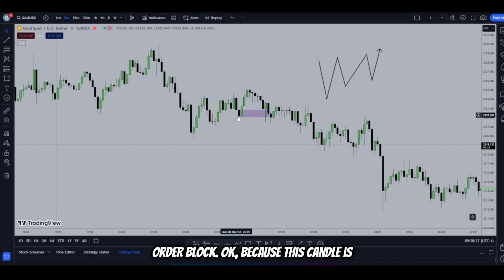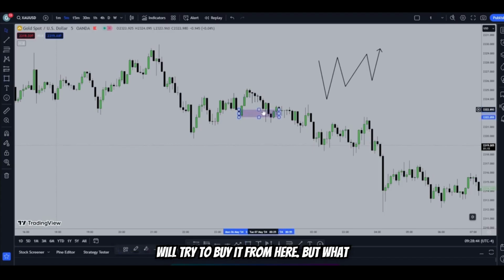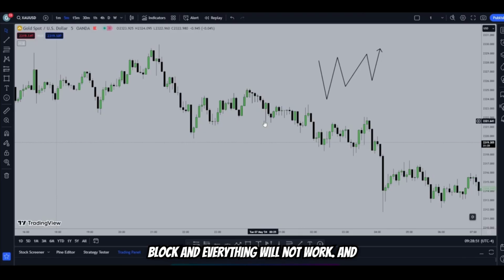This candle is not responsible for taking any stop losses or any liquidity. This is a normal candle. This is the last downward candle in a bullish move. So this is a demand zone, not an order block. But people think this is an order block, and they will try to buy it from here. But what happens after that? It's like a stop loss. So the thing I'm saying is that if you're against the bias, your order block and everything will not work.